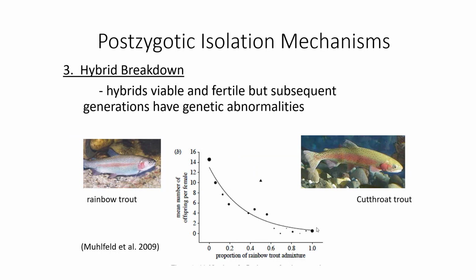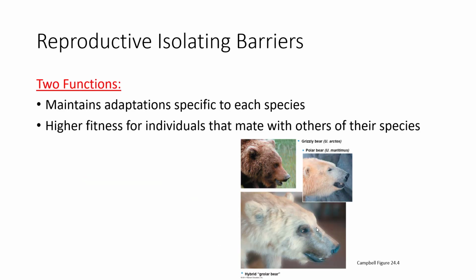As there are more rainbow trout alleles in the cutthroat trout population, the mean number of offspring per cutthroat trout female decreases and their fitness decreases. These reproductive isolating barriers maintain the adaptations specific to each species, so it is beneficial for a grizzly bear to only mate with other grizzly bears and a polar bear to only mate with other polar bears if the hybrid would not be as strong in the environment.